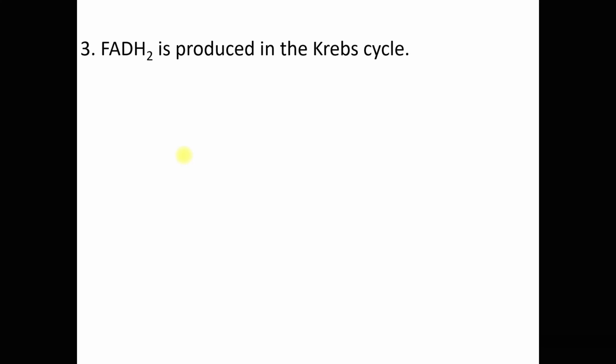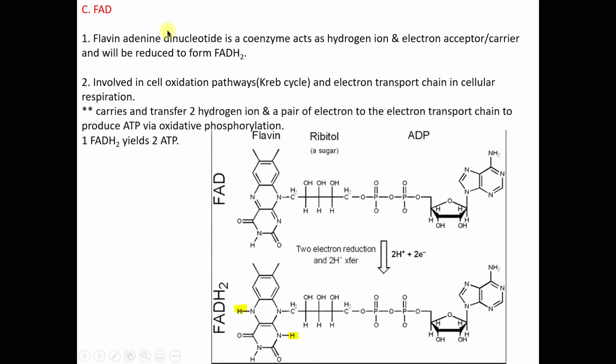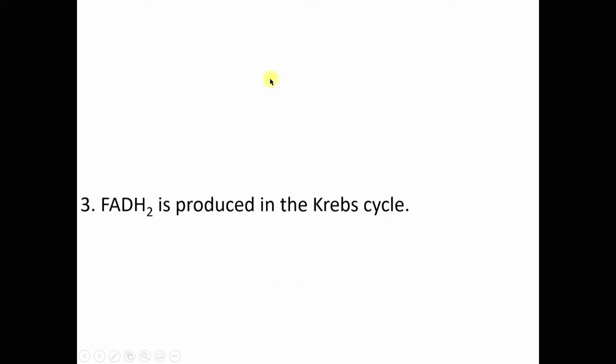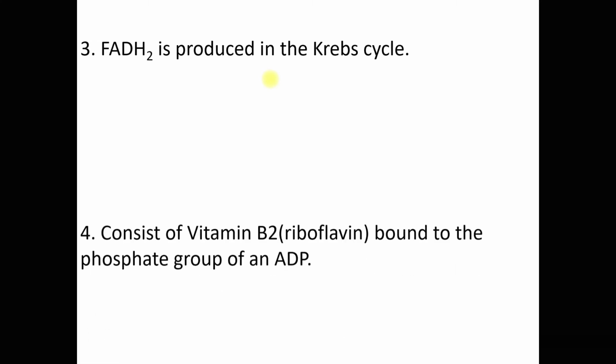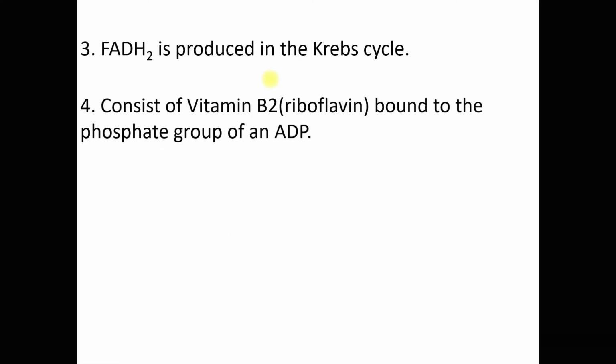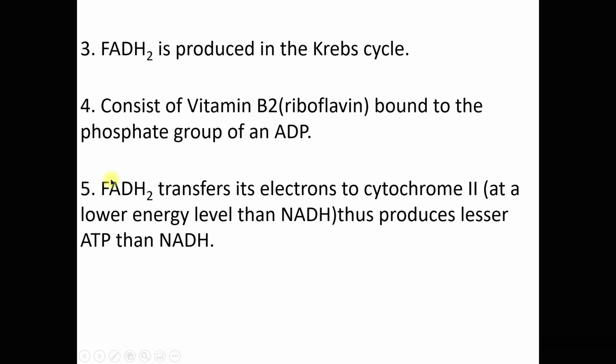FADH2 is produced in the Krebs cycle, like what I mentioned earlier. Earlier I said that FAD is involved in the Krebs cycle, so meaning to say FADH2 is produced in the Krebs cycle. And FAD consists of riboflavin that is bound to the phosphate group of an ADP. Now, FADH2 transfers its electrons to cytochrome 2, at a lower energy level compared with NADH.